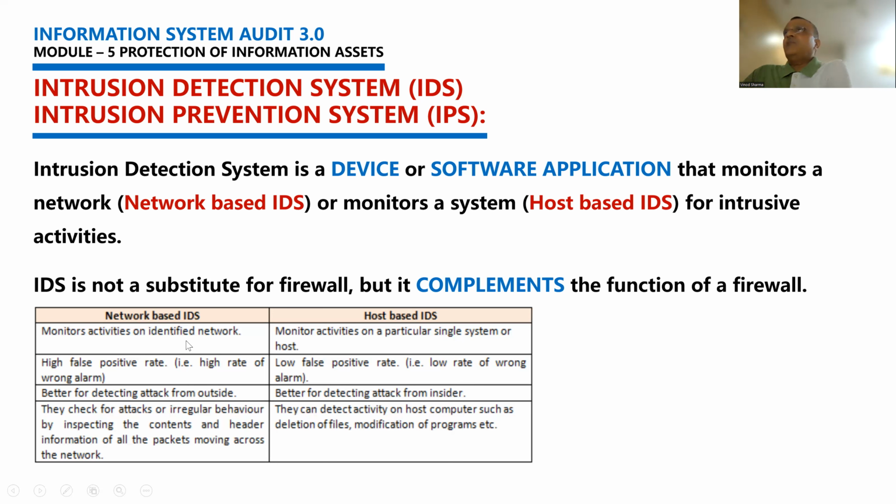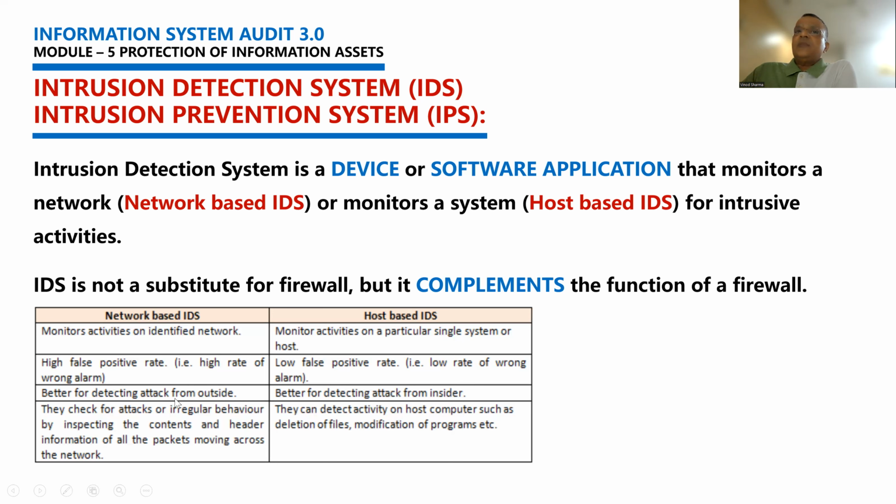When you're talking about the network, it is very difficult to monitor or understand the behavior of the traffic which is coming in. So most of the time you'll find that false alarms are generated. That means the person or the activity is not intrusive, but it is considered intrusive, and a false alarm is generated. But in the host-based intrusion detection system, because it's a single machine, things are well defined. So there is a low false positive rate, a low rate of wrong alarms. You will not find many wrong intrusion alarms in this case.